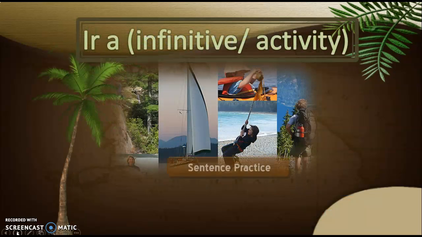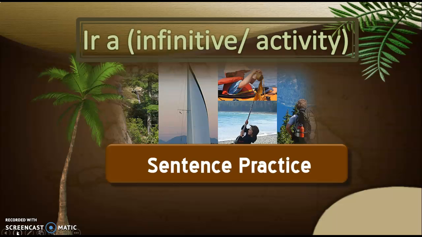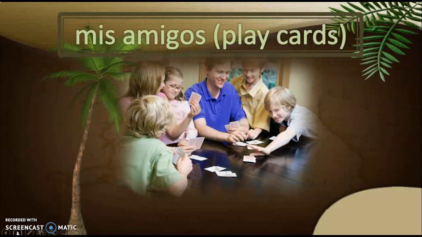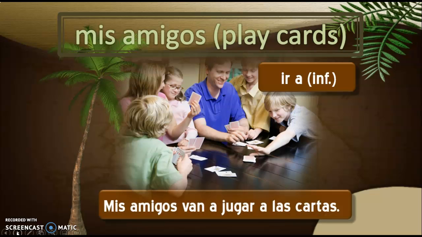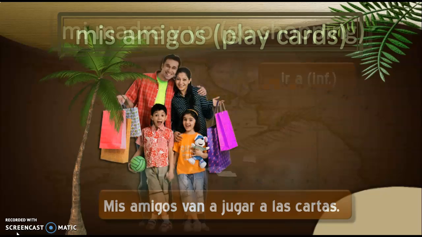So if you want to say these, let's just do a little bit of practice here. Suppose you want to say, my friends play cards. Mis amigos. You're going to use ir plus a, followed by an infinitive, the infinitive that we gave you on this list. So, mis amigos van a jugar a las cartas. Notice that we leave jugar in the infinitive form because we want to say my friends are going to play. Jugar is to play cards.